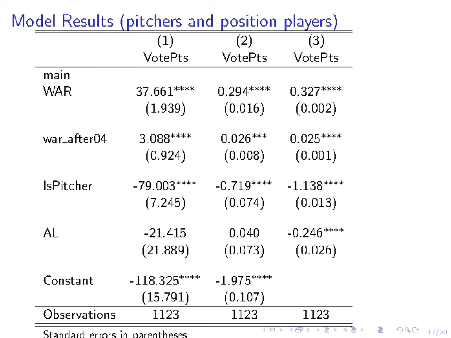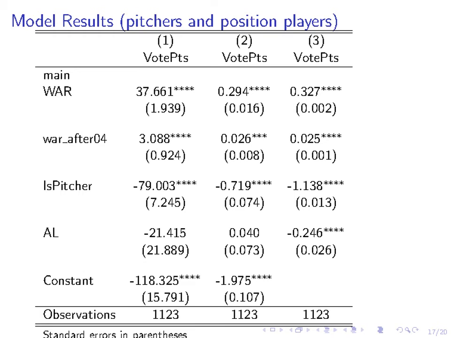And so what model 1 says is that WAR is important. For each additional unit of WAR, on average, you're expected to get about 37.6 more vote points in the MVP race within our sample. But after 2004, this effect increases significantly and substantially, so you get 3 additional points after 2004 for each additional revealed unit of WAR. So WAR was more salient after 2004, and we're picking up that salience effect in the voting through that second result.